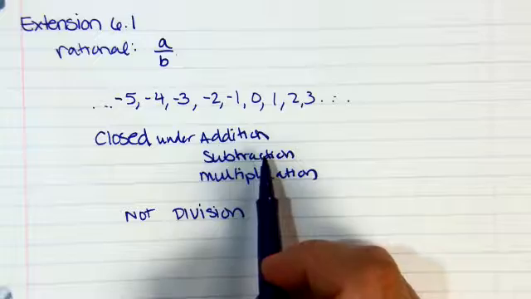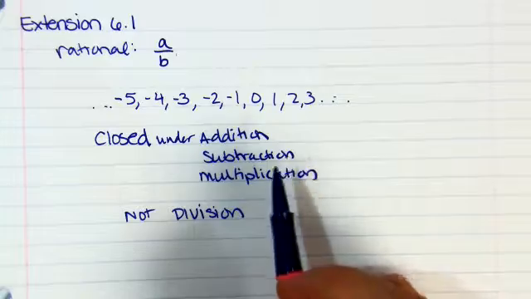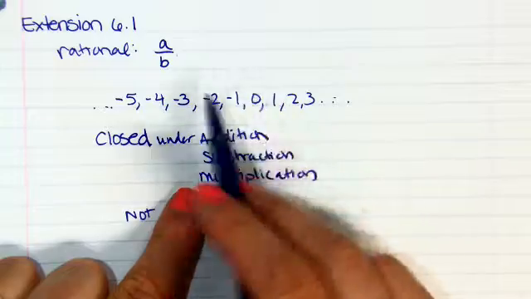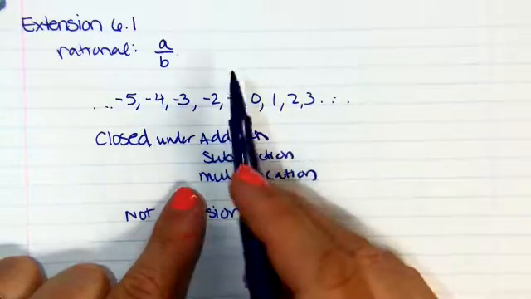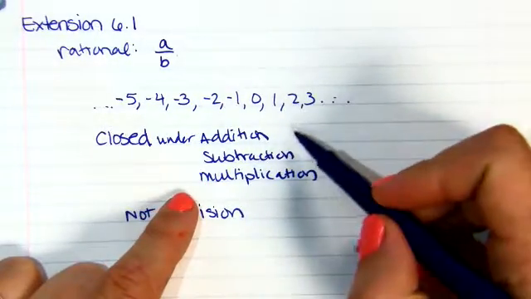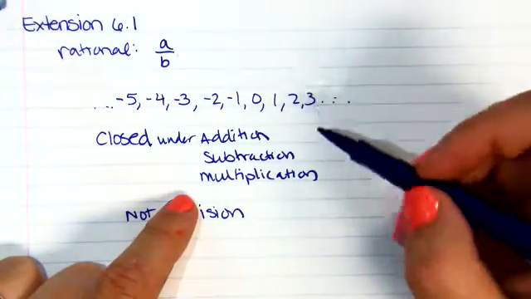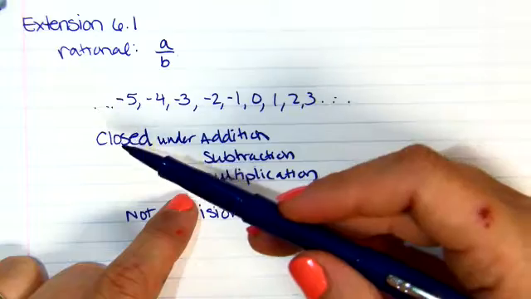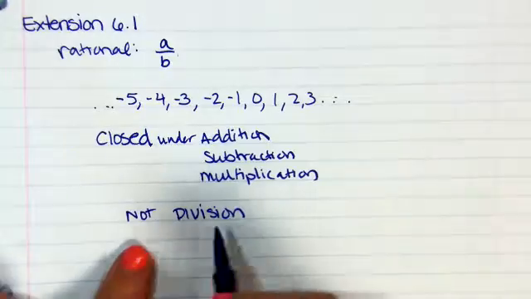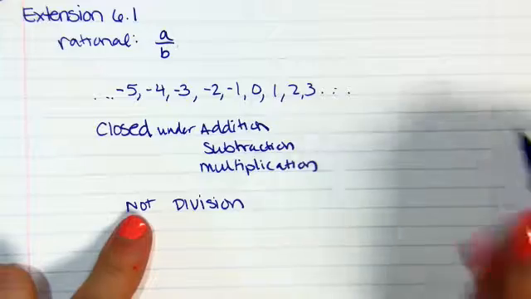They're also closed under subtraction. No matter what 2 integers I pick, when I subtract them, I'm always going to get another integer. And again, for multiplication, if I multiply 2 whole numbers or their opposites together, I'm going to get another integer. So if I add, subtract, or multiply integers, I'm going to get another integer. So I would say that the set of integers is closed under addition, or closed under multiplication.